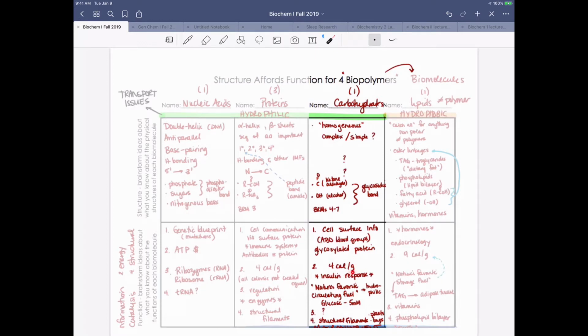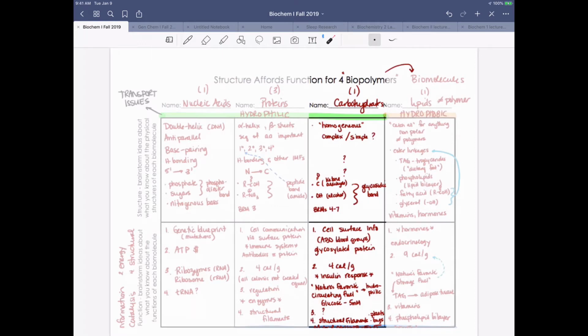Numbers that are important to think about are that carbohydrates are worth 4 calories per gram, and that the glucose concentration we see in the blood is 5 millimolar, which translates to about 90 milligrams per deciliter. So that's an important number to think about in terms of a normal blood sugar level.